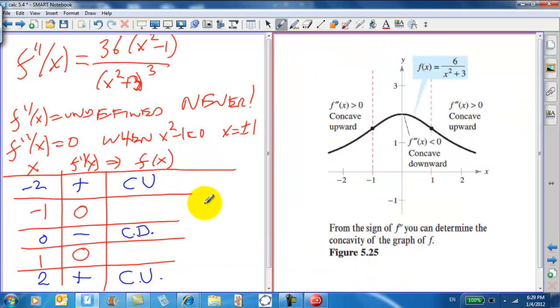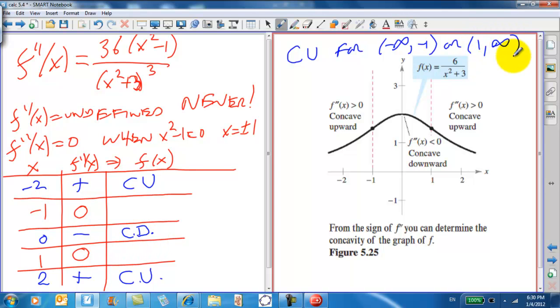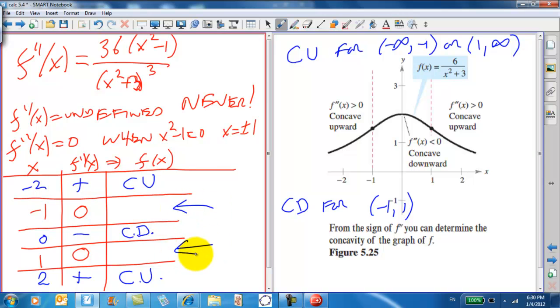We're concave up for the intervals negative infinity up to negative 1, or from 1 out to infinity. So these are the concave up sections. But in the middle, it's concave down. Concave down for the interval from negative 1 to 1. And so what happens right here? Where it's changing concavity, we call those inflection points. Inflection points, or IP for inflection point.